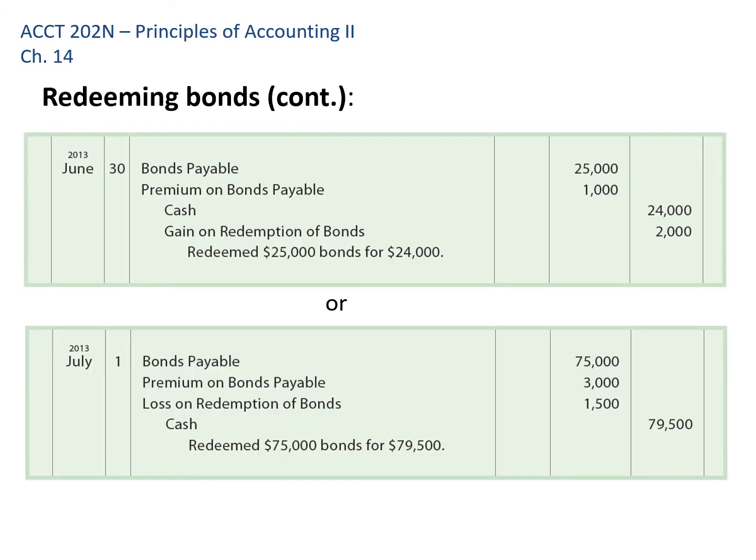So the entries for redeeming the bonds. In this case here, if I have a premium on bond payable, the first example there, notice I have bonds payable of $25,000. I have a premium of $1,000, so I have a carrying value of $26,000, and if I'm able to pay $24,000 to get out of that debt, I'll have a $2,000 gain. On the other hand, if I have bonds payable of $75,000, a premium of $3,000, so I have a carrying value of $78,000, and if I have to pay $79,500 to get out of that, I'll have a loss of $1,500. So recognizing a gain or a loss is required to let us balance the entry there.